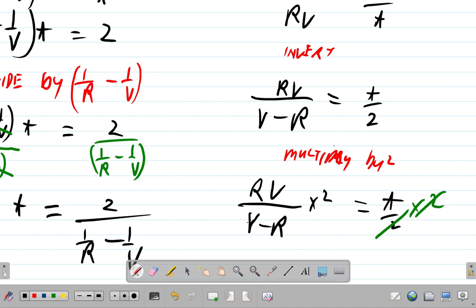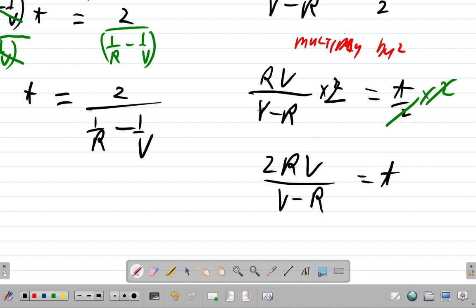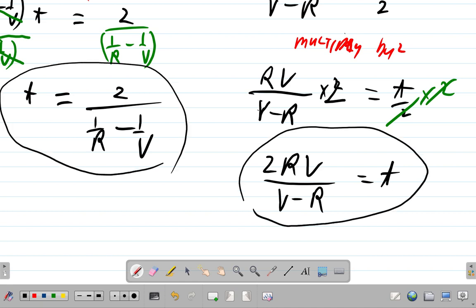So what you get here is, remember this here was times 2, rewrite it. It's really 2RV divided by V minus R equals T. Now, how is this and this the same thing? Let's see if we can rewrite this to make it look like this.